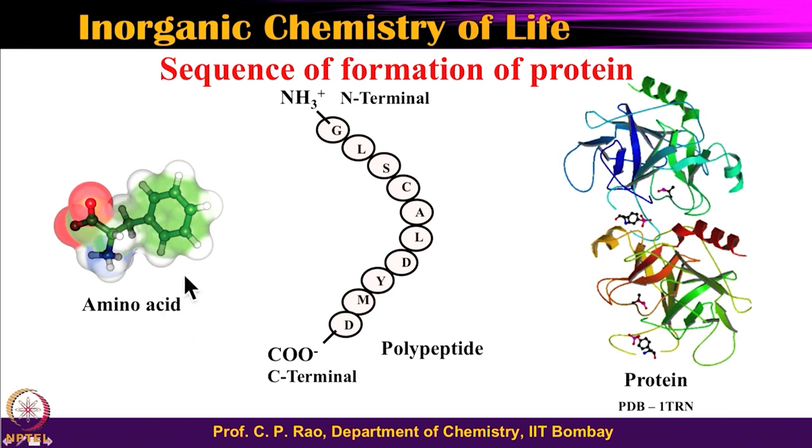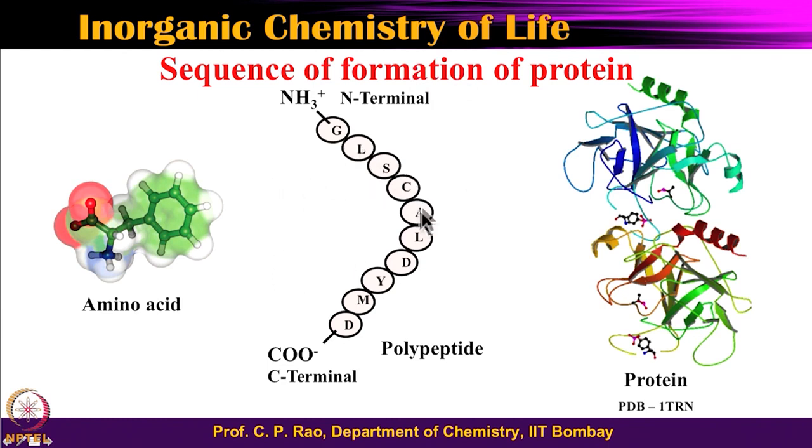Now you have taken the amino acids and connected them together like you take flowers and make a garland. Let us take flowers of a different nature, or flowers of different colors. You take flower one with red color, then the next one is green, the next one is maybe yellow, or again go back to red, etc. So you are connecting them together like this. This polypeptide is nothing but a garland made from flowers of different colors or different types.